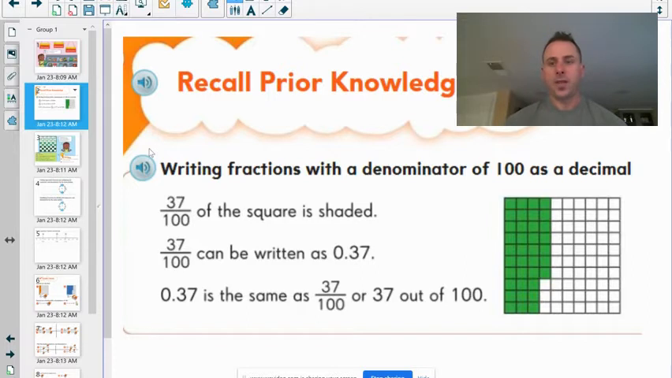So this is a great visual that shows you 37 hundredths of the grid is shaded. 37 hundredths can be written as a decimal, 0.37. 0.37 is the same as 37 over 100 or 37 out of 100. So this is a good visual. And what percent would this be? 37% of the grid is colored.